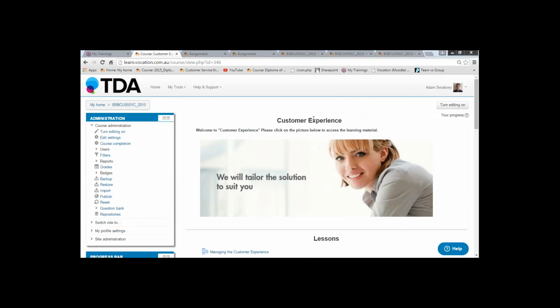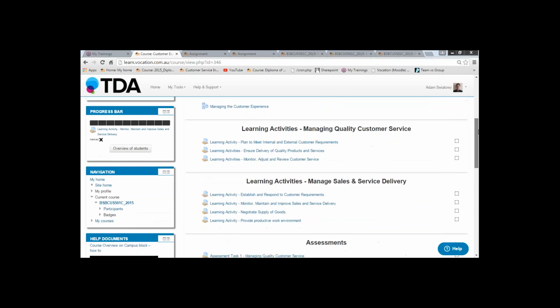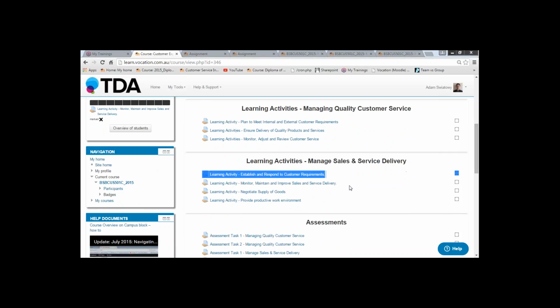We are only running 4 resource support workshops for both units, as opposed to 3 as we normally would do for each subject, and we'll have 1 assessment support workshop at the end of this. So this is the third of 4 resource support sessions for this double unit, and as mentioned, we'll take you through these 2 learning activities. The first one is establish and respond to customer requirements. The second one here is monitor, maintain and improve sales and service delivery.